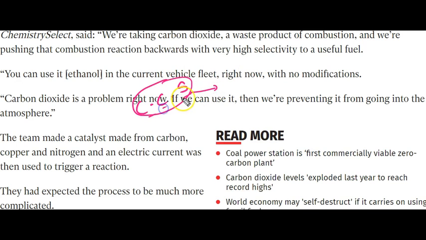Carbon capture and storage is one of the important areas for Mains GS Paper 3, and it comes in the environment and ecology section. There are so many methods. We discussed carbon capture and storage in our environment and ecology video lectures. To get the video lecture, visit our website commonindia.com.